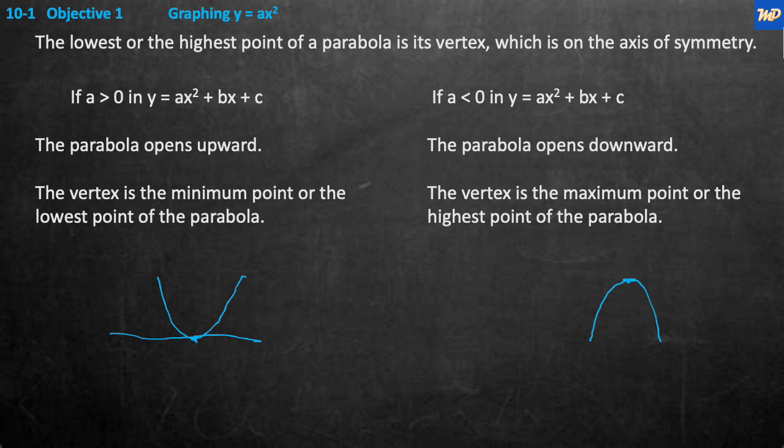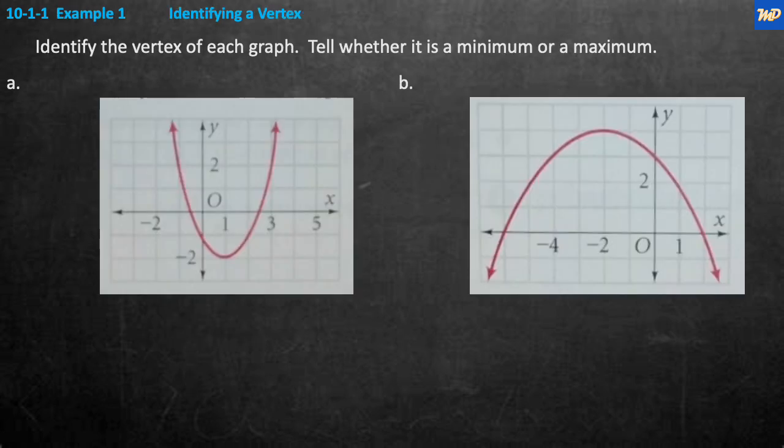And don't forget, they also said the axis of symmetry divides the parabola. So in theory, everything on this side should be exactly the same as what's on this other side. This is the dividing line right here, the axis of symmetry. My lines aren't very good, or my parabolas, but I think you get the picture.